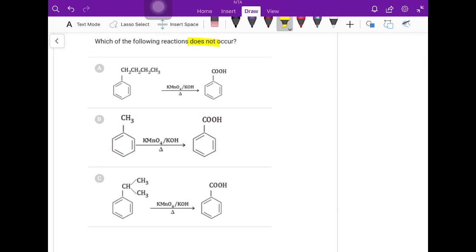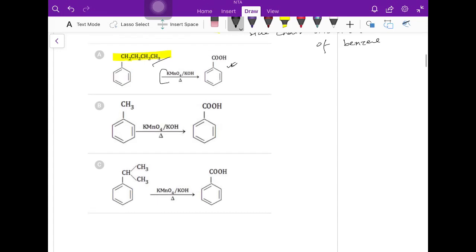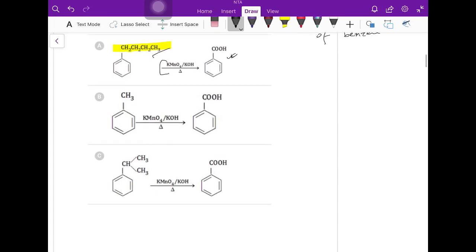So the first reaction, this is the alkyl oxidation, the side chain oxidation of benzene. This is the side chain, and any side chain when reacted with KMnO4 gets oxidized to CO2H, except the tertiary butyl group, because the tertiary butyl group will not get oxidized.